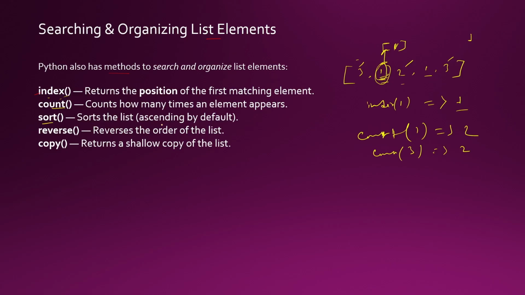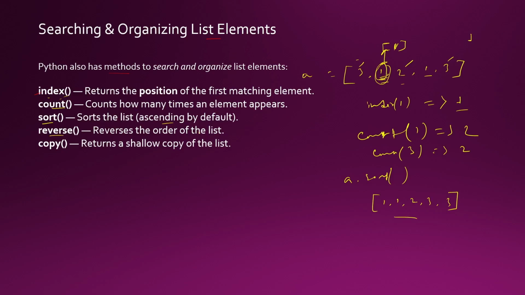Next is sort the list. Default is ascending. If this is the list A, and we write A.sort(), then by default it will sort my list in ascending order. So it will write as 1, 1, 2, 3, 3. It will arrange my list in ascending order. So sort is by default ascending order.